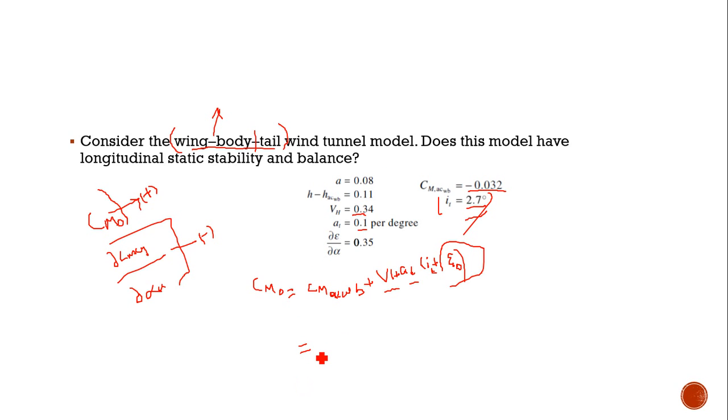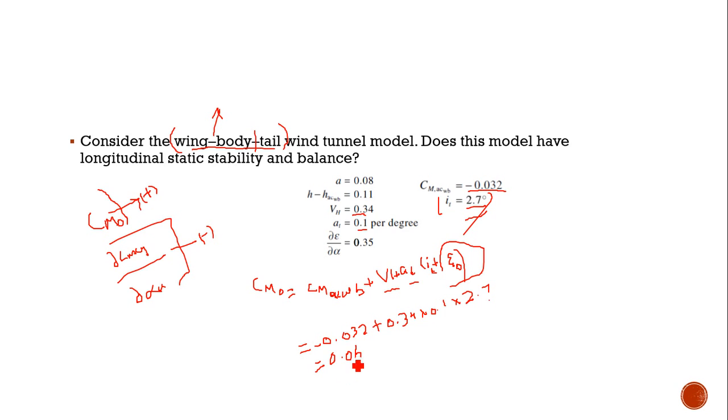So for CM0, that is minus 0.032 plus 0.34 into 0.1 into for IT 2.7, so that is 2 into 2.7. Please calculate the value for CM0. Tell me the answer, guys. Sir, 0.06. Yes, 0.06.